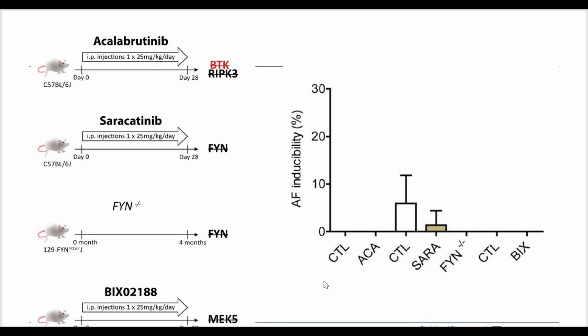And then they investigated each group for atrial fibrillation inducibility. They did not note that in acalabrutinib, as we mentioned earlier. They did not note that in the FYN knockout gene. And they did note an increase in seracatinib, but this was statistically insignificant. So they assumed that this is not the culprit, specifically since the knockout gene did not show inducibility as well. They thought this is probably a small side effect from seracatinib's off-target function. And for MEK5, they also noted that there was no inducibility. So with these experiments, we can conclude that FYN, MEK5, and RIPK are not the culprit in inducing atrial fibrillation in ibrutinib.